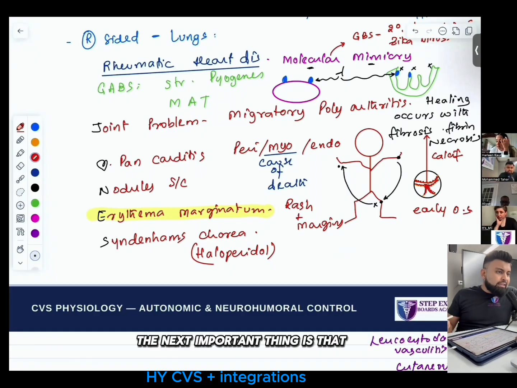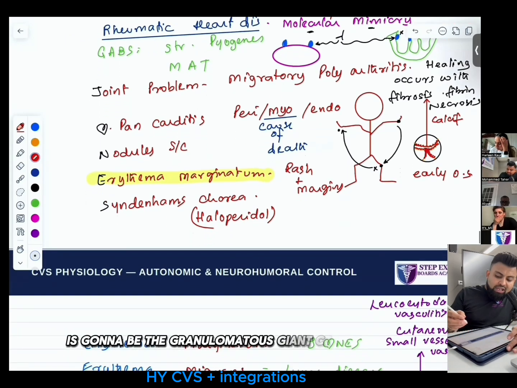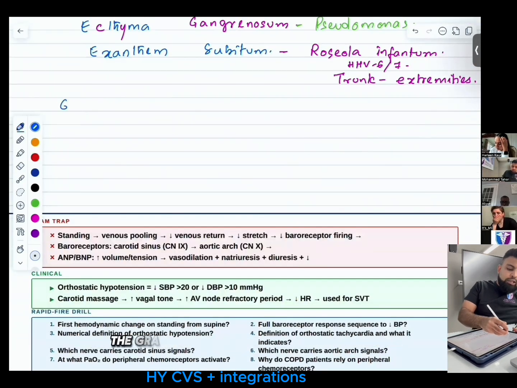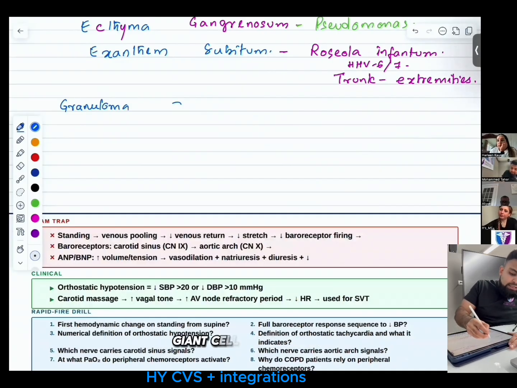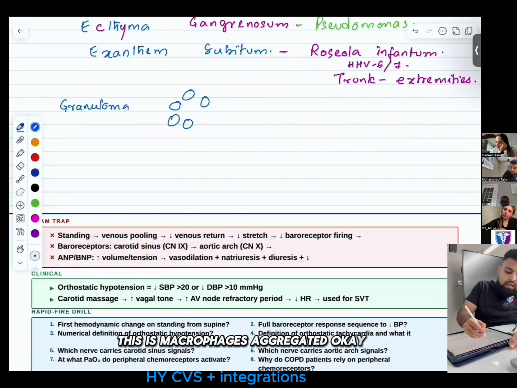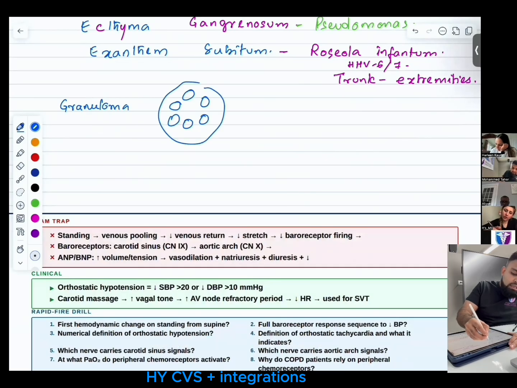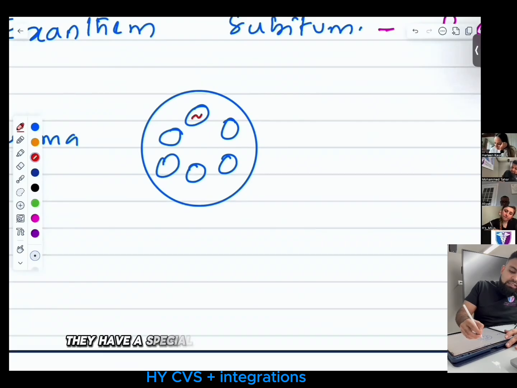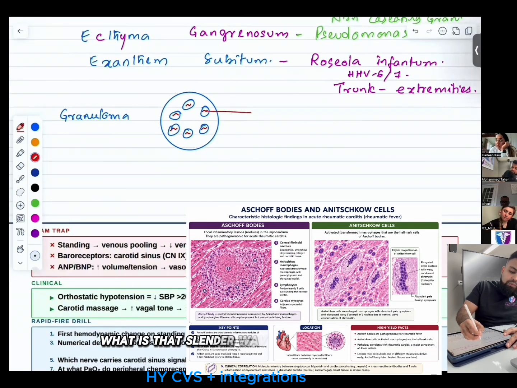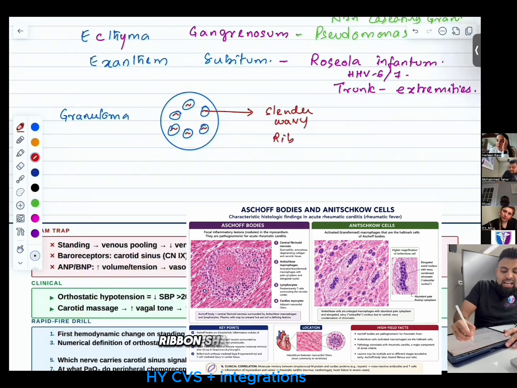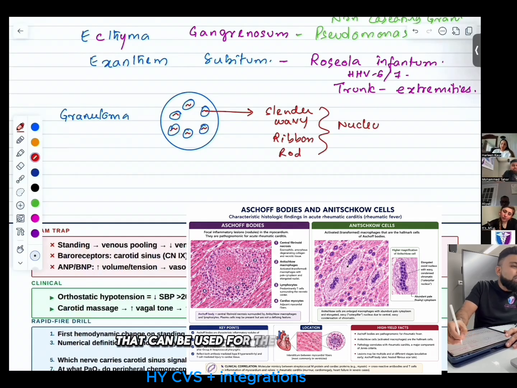The next important thing the question talks about is granulomatous giant cell formation. Please remember, for rheumatic heart disease, this is the type of granuloma it looks like. Granulomatous giant cells are macrophages aggregated, forming giant cells. They have a specialized type of nucleus: slender, wavy, ribbon shaped, rod shaped. All these are names that can be used for the nucleus.